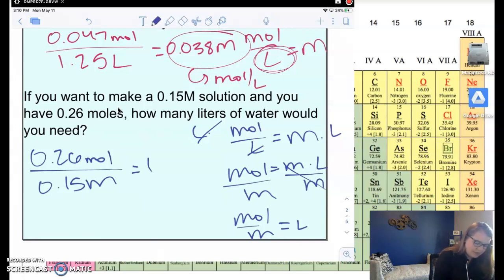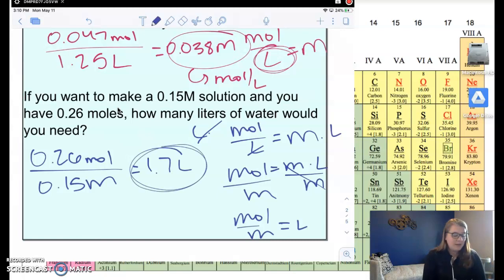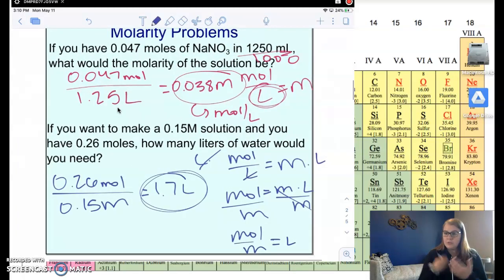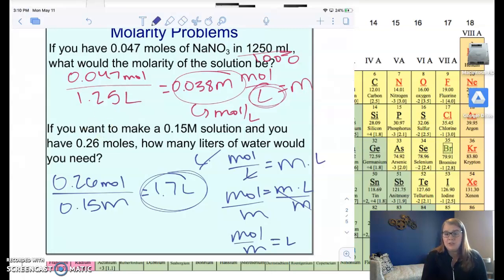And so just 2 sig figs, I'm getting 1.7 liters. That'd be my final answer for that. So simply taking the equation and rearranging it, depending on the situation in front of you, is one thing you need to be able to do.